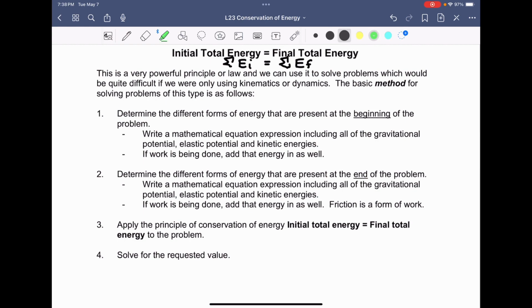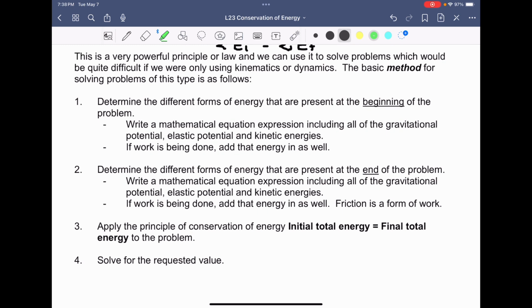So first and foremost, anytime we're dealing with conservation of energy problems, we've got to figure out what the different energies are at the beginning, which we can designate as our initial energy, or EI. So we're going to figure out, is it kinetic energy? Is it gravitational potential? Is it a mixture of both of them? We want to figure out exactly what's happening at the beginning.